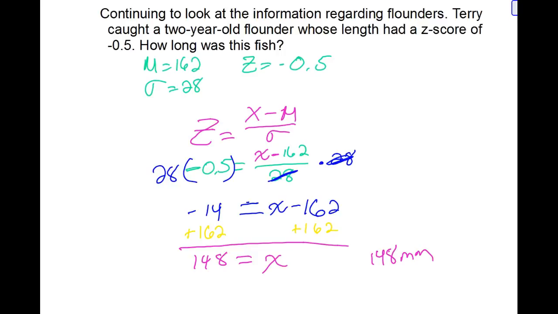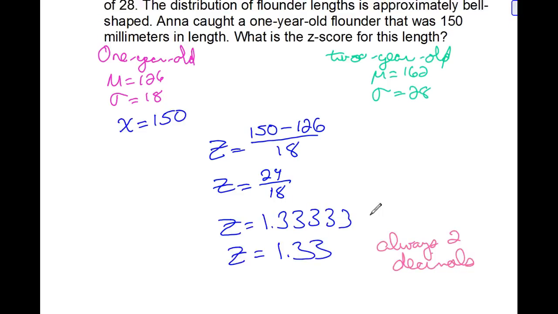Now if I go back to the previous example, talking about Anna's fish, we had a z-score of 1.33, and it was positive. This means that Anna's fish is 1.33 standard deviations above the mean, which should make sense because notice her fish is longer than the mean. So we should get a positive value.